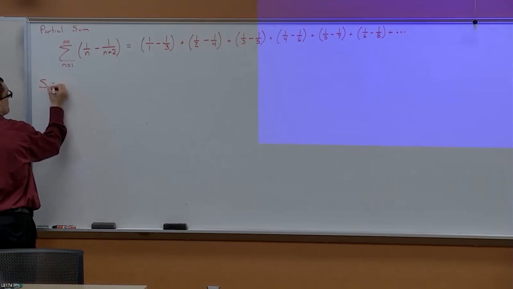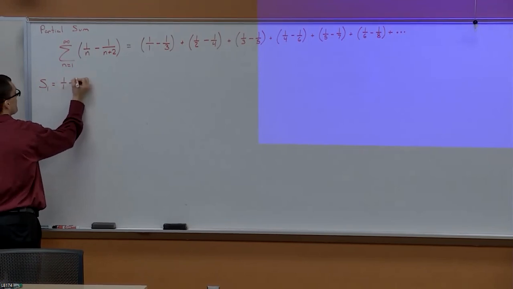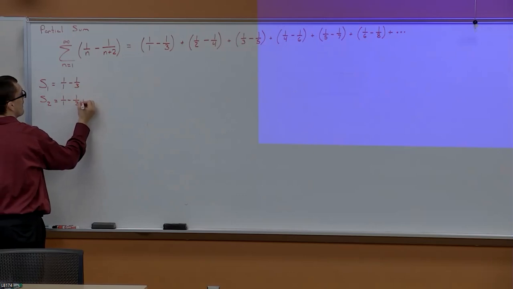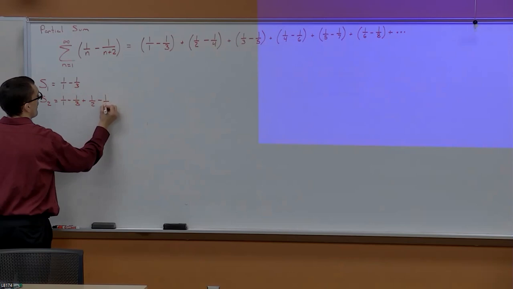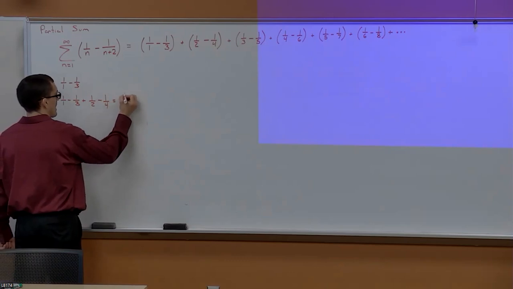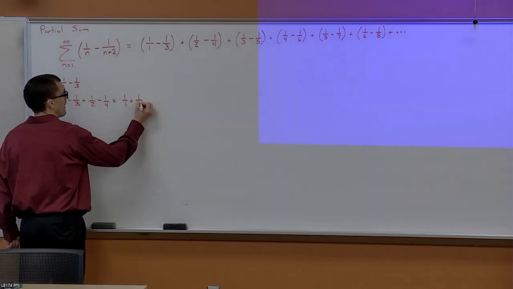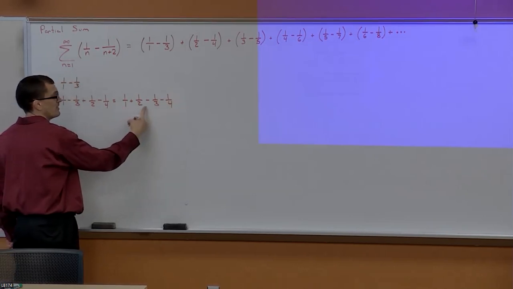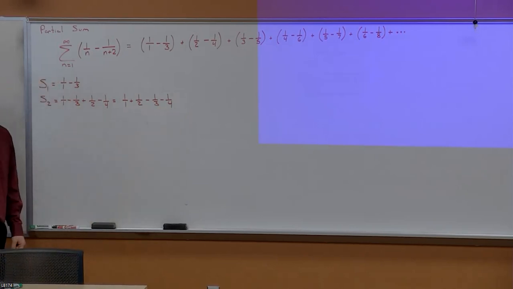So let's take a look at the partial sums. I am going to purposefully leave these added together, but I am going to rearrange something. I'm going to call this one over one plus a half minus a third minus a fourth. Is that okay? We're going to rearrange the terms so the positive ones come first.